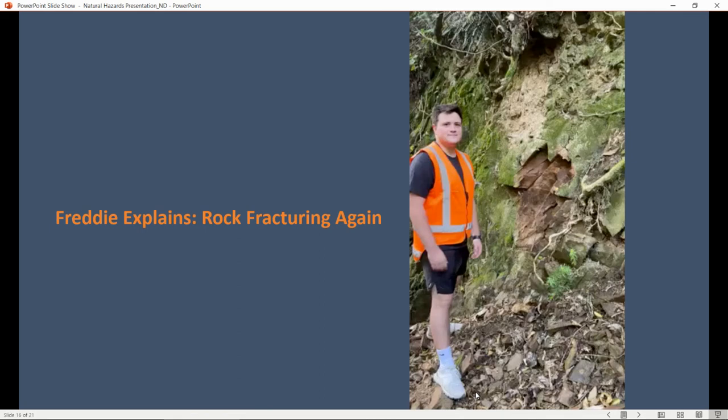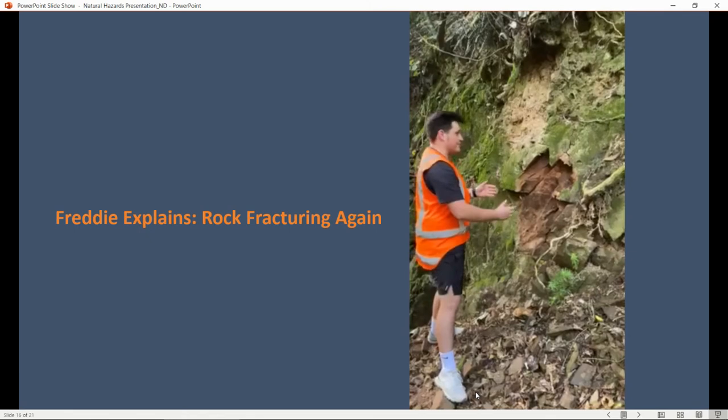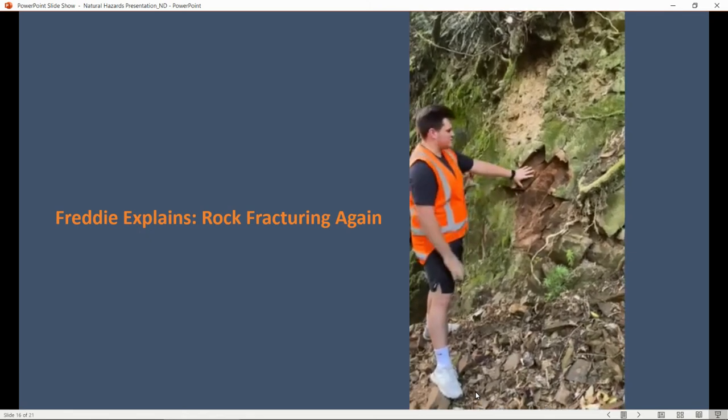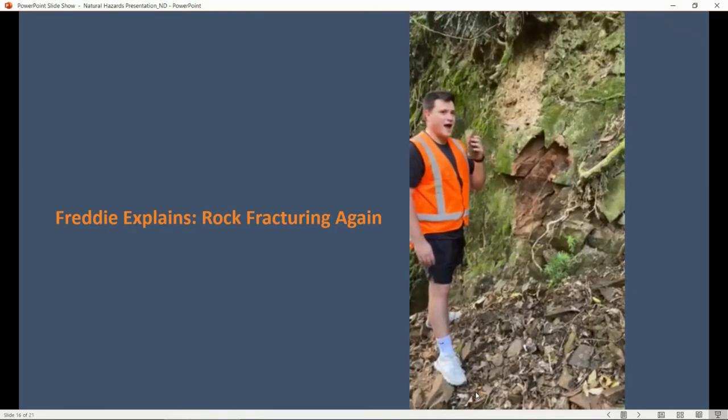Here's me chatting about rocks again. Cool, so for this slope here, we're further away from the fault, so we've got less fracturing of the rock itself. It's coming apart in much bigger sections.